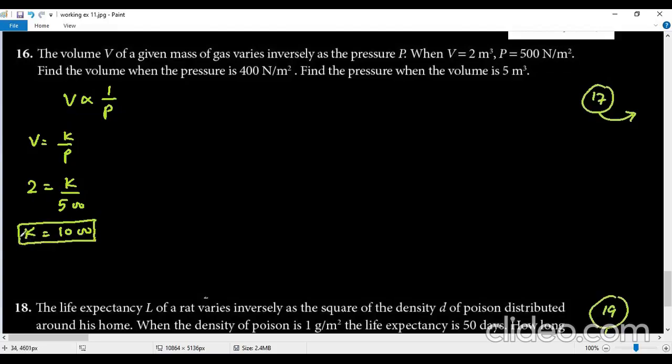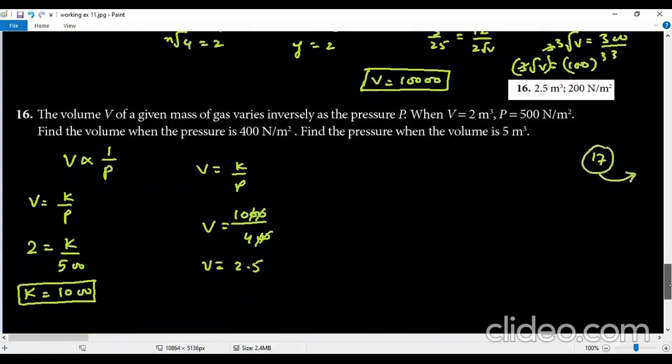Always we'll be using K equals 100,000. Now in here, we need to find the volume. V equals K over P. Pressure is 400. K is 1000 over 400 equals V. That means the zeros cancel, and V equals 2.5.